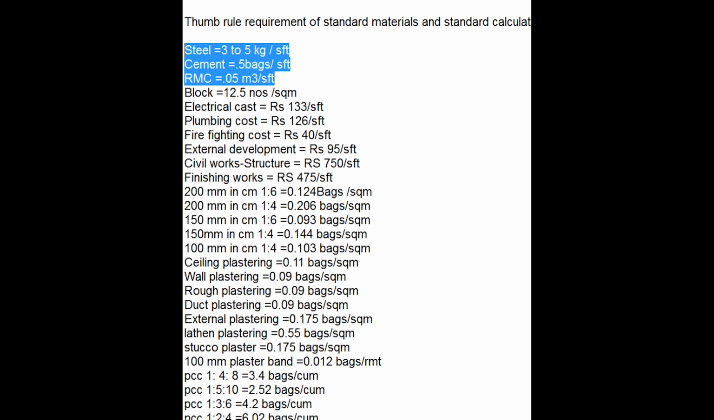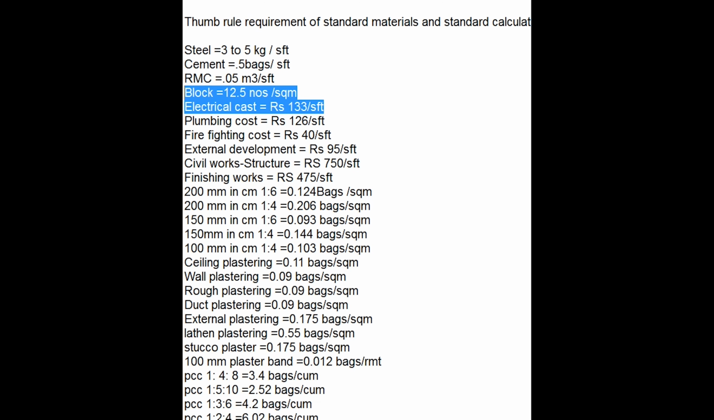If we want to calculate the electrical cost of the building, that is 133 rupees per square feet of the built up area of the building. We don't get into built up and super built up, and super built up is 30% extra of the built up area. So we always calculate the costings as per the built up area. Similarly for the plumbing, we can calculate the costing.